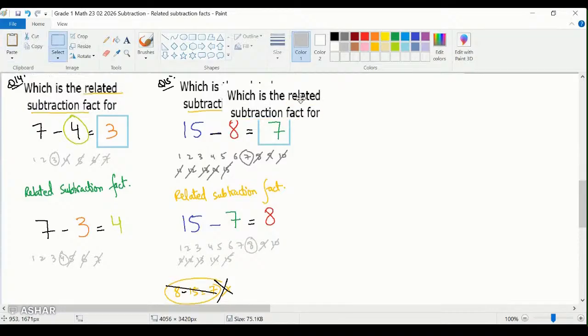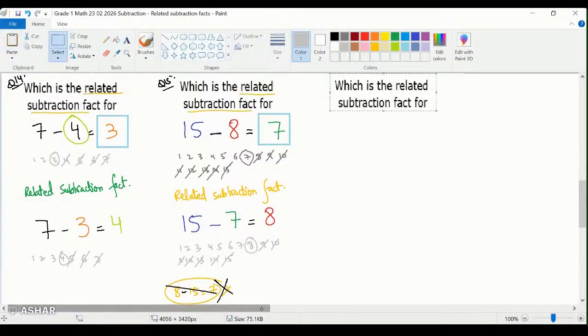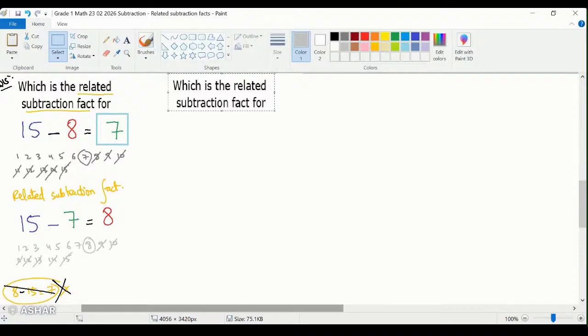For the next question, it says, which is a subtraction related fact? Question number 16. Let's try to find 10 minus 7 should be equal to a number. Agreed? So what should be the answer if we have the numbers 1, 2, 3, 4, 5, 6, 7, 8, 9, 10? We need to find the related subtraction fact.